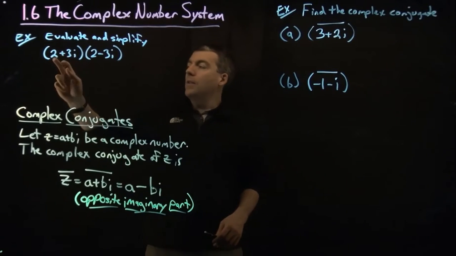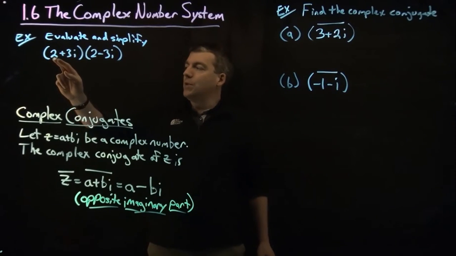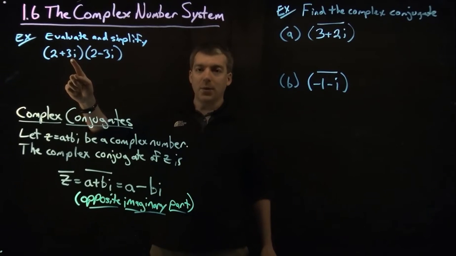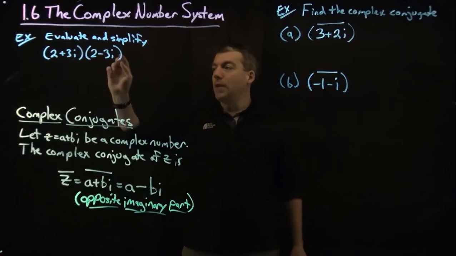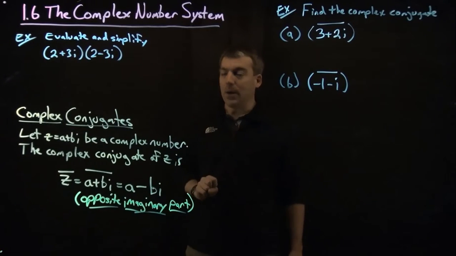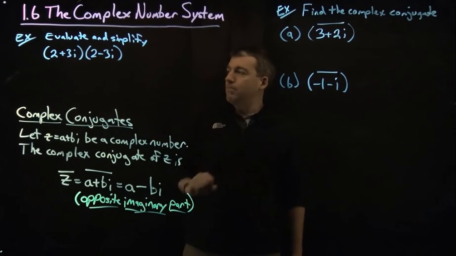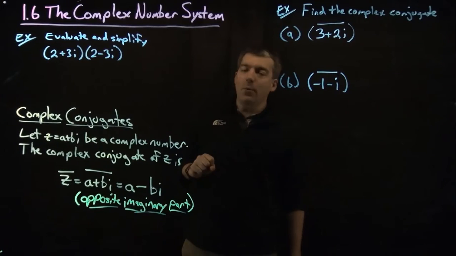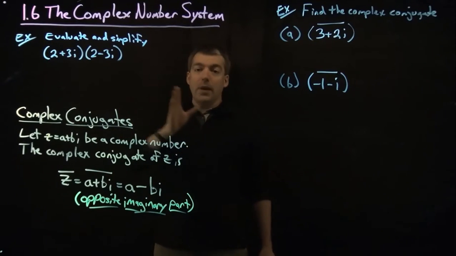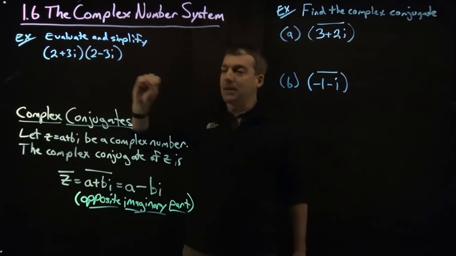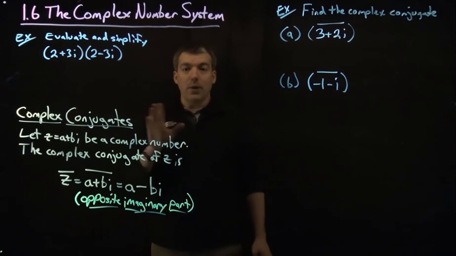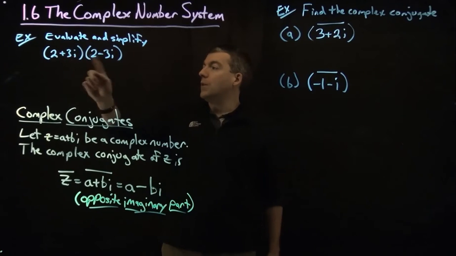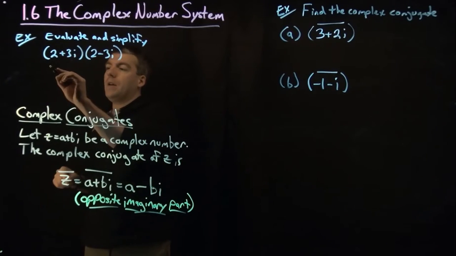The real part of the first complex number is 2, the imaginary part is 3. In the second complex number, the real part is 2 and the imaginary part is negative 3. Opposite. Let's multiply them together. All right, we know from the last video that to multiply complex numbers like this, we need to distribute or use FOIL, just like we do with binomials. So 2 times 2 is 4.